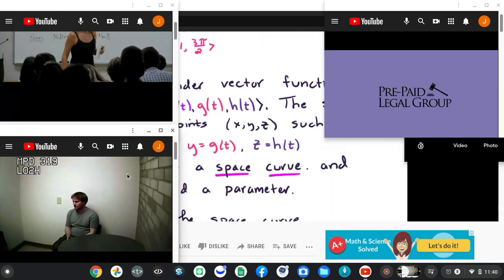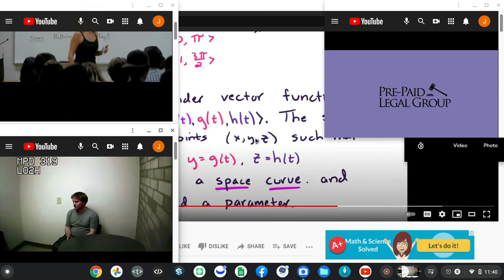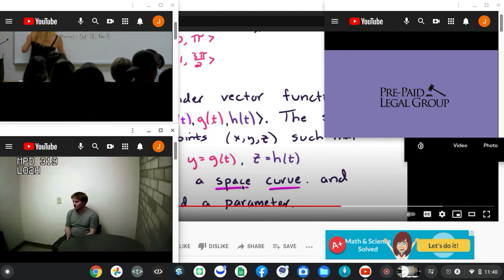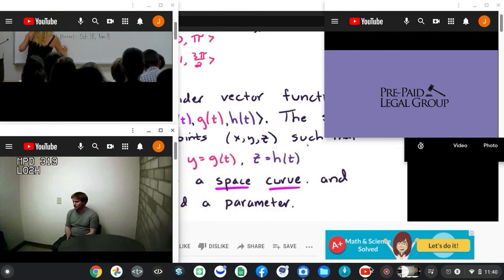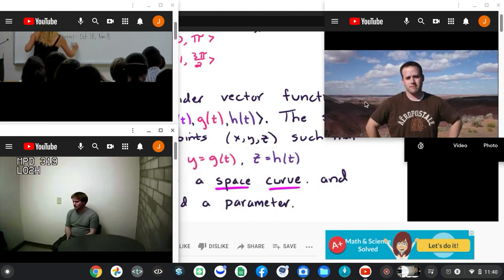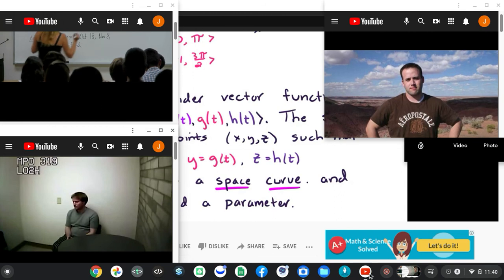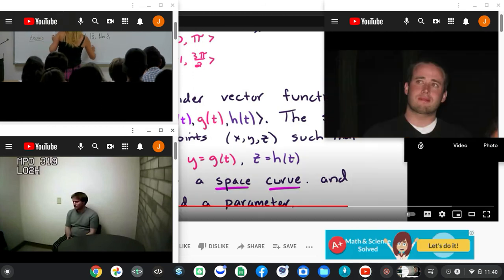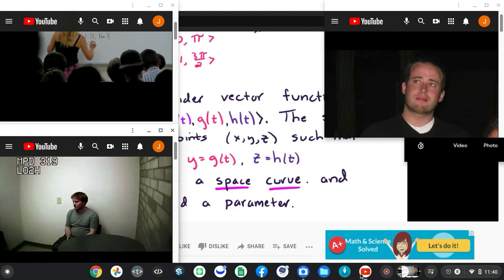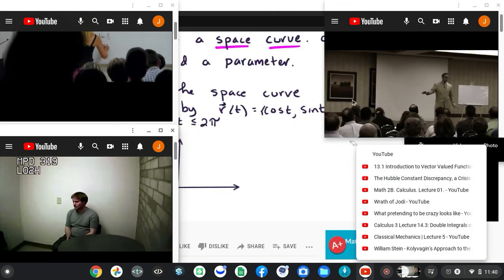Consider the vector function r(t) equals <f(t), g(t), h(t)>. The set C of all points (x, y, z) such that x equals f(t), y equals g(t), and z equals h(t) is called a space curve. We're also going to talk about this as a whole area.